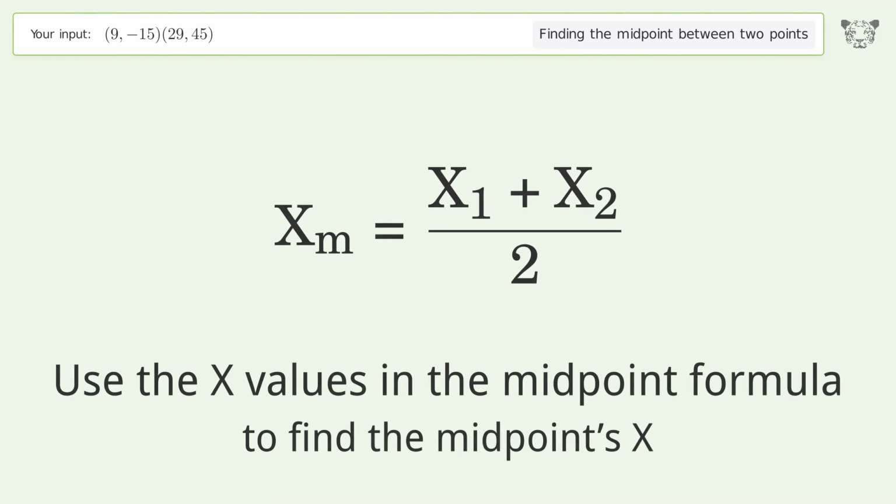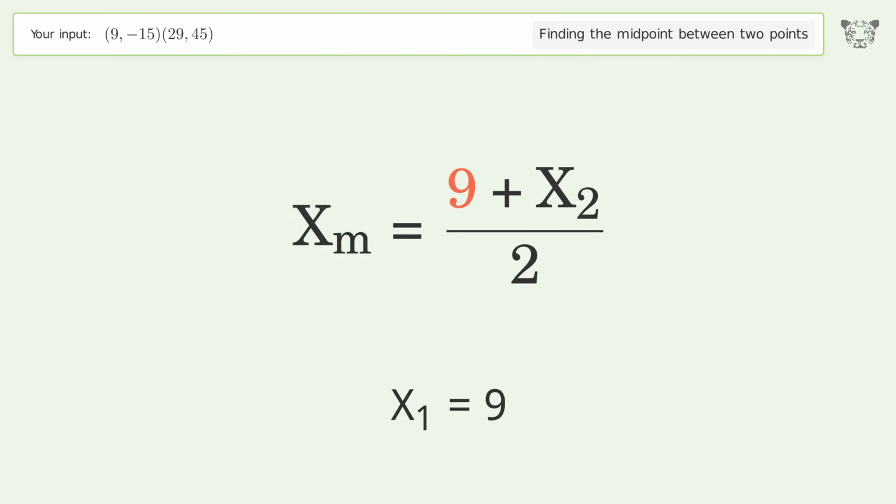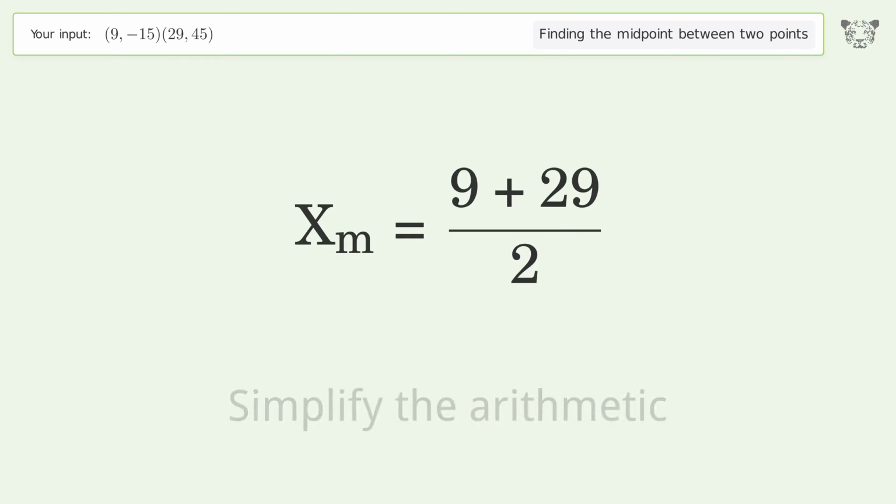Use the x values in the midpoint formula to find the midpoint's x. x1 equals 9. x2 equals 29. Simplify the arithmetic.